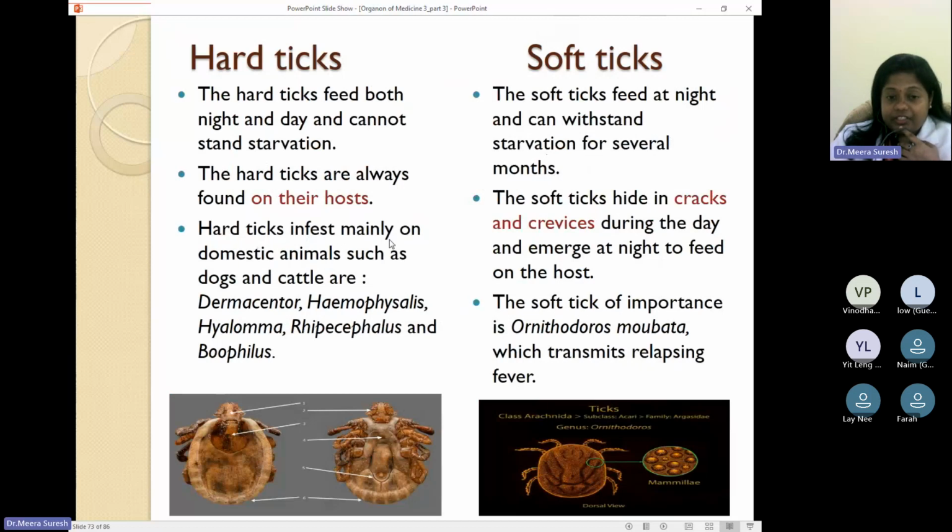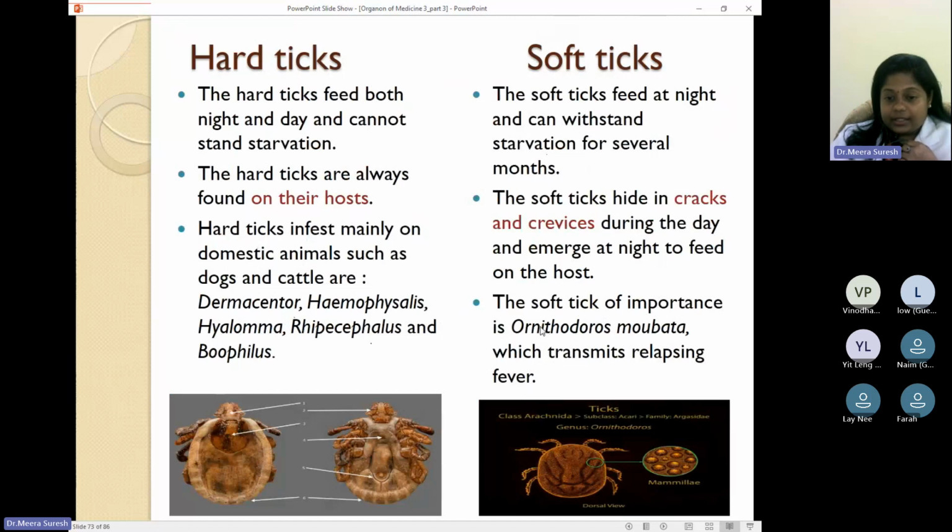Hard ticks infest mainly domestic animals such as dogs and cattle, and the varieties are Dermacentor, Haemaphysalis, Amblyomma, Rhipicephalus, and Boophilus. I don't want you to remember this. But the soft tick of medical importance is Ornithodoros moubata, which transmits relapsing fever.